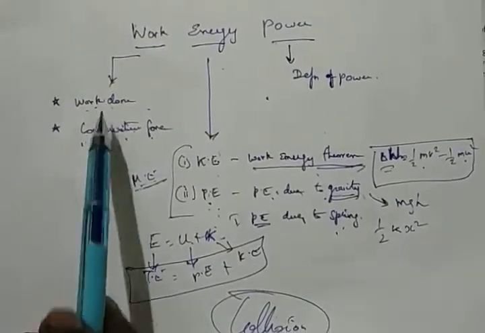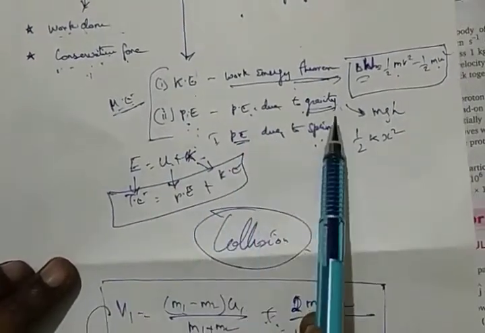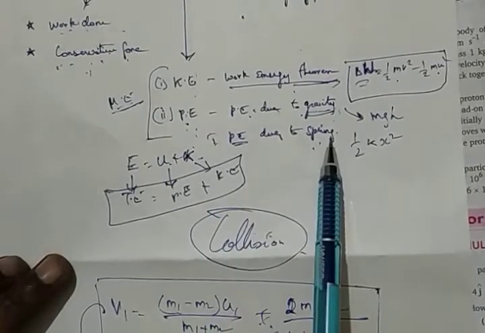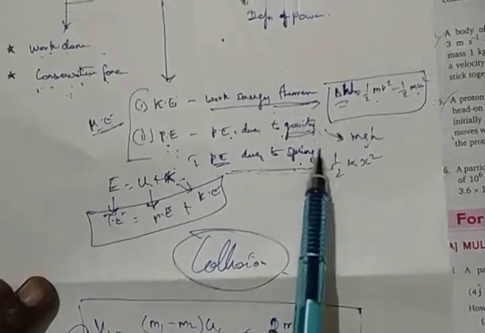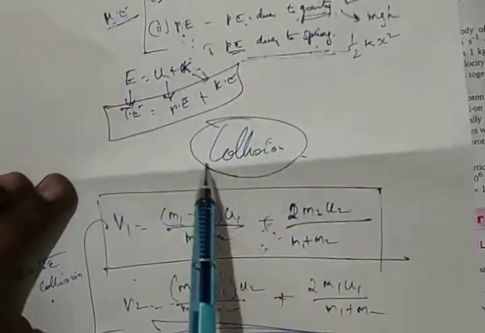So I already told about work and conservative force. Energy has work energy theorem and potential energy of gravity and potential energy due to spring. This one is a very important derivation. And then power, and then the last part is collision.